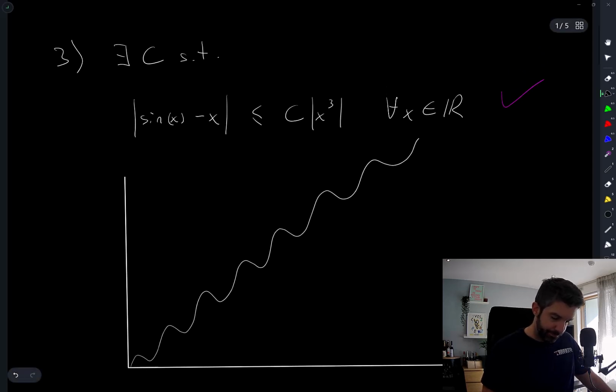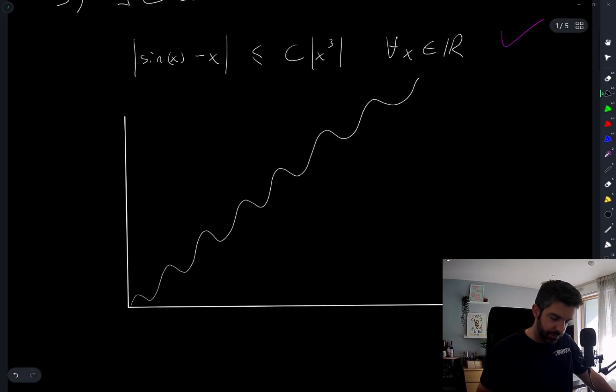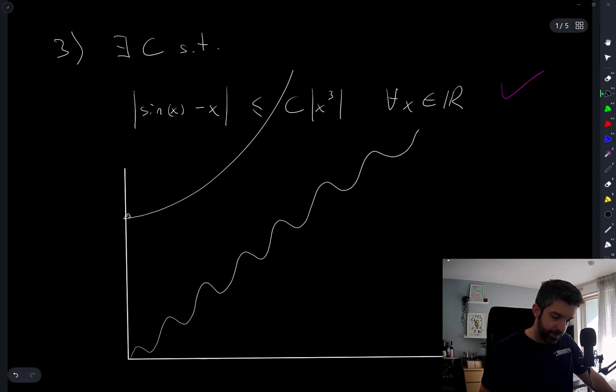And if I plot a cubic, I can clearly choose this constant c. Just choose c to be 100. Cubic will be like that. So sine x minus x is going to be bounded by this cubic.